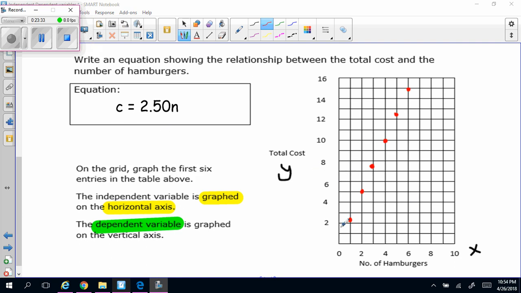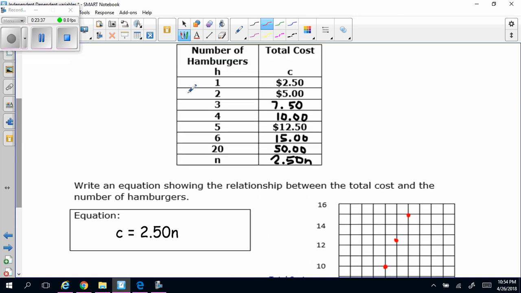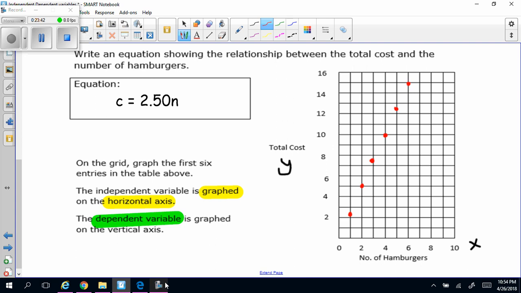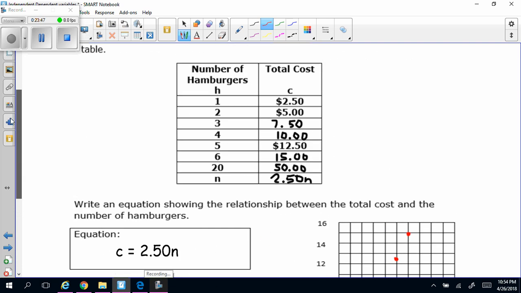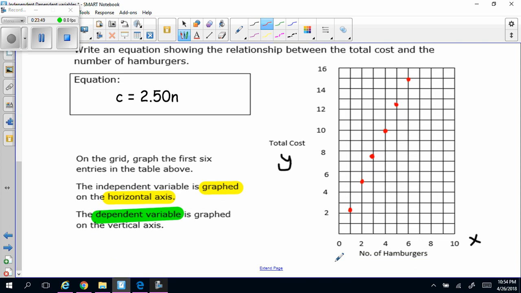So your graph should look like mine. If you're wondering how in the world am I going to plot $2.50 when they just give me whole numbers, think of it like this. Our first coordinate is 1 and 2.50. We have 1 on the x-axis, and then for the y-axis, if this is 0, this is 1, 2, and half of that right here would be the 2.5, and then 3, 4, 4.5, 5.